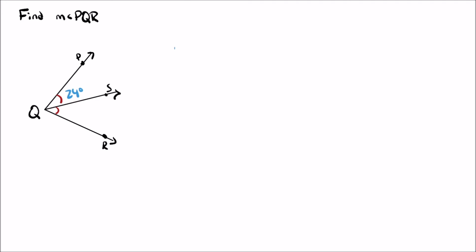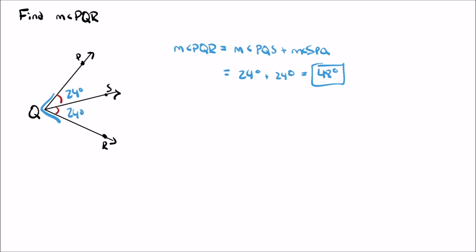And we know that the measurement of angle PQR, this larger one, is going to be equal to the two smaller angles added together. So that's going to be the measurement of PQS plus the measurement of SQR. And now we also know that this is 24 and this also has to be 24. So this is going to be 24 degrees plus 24 degrees, which is going to be equal to 48 degrees.